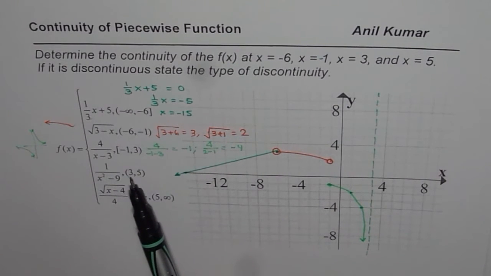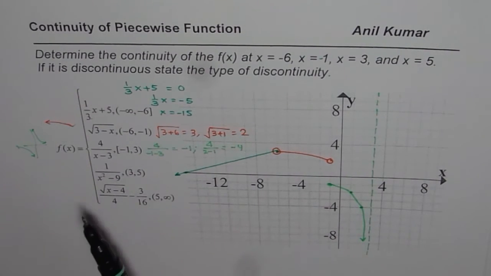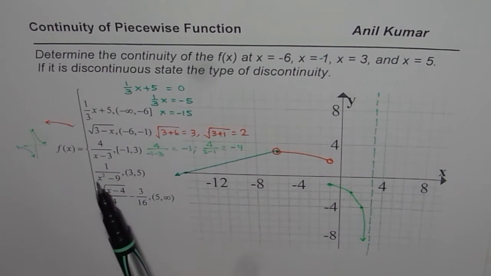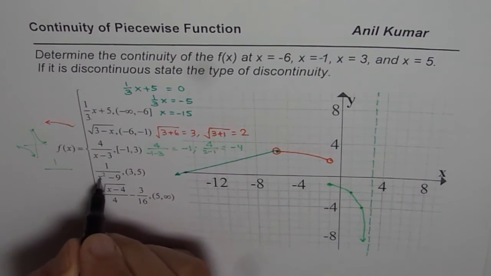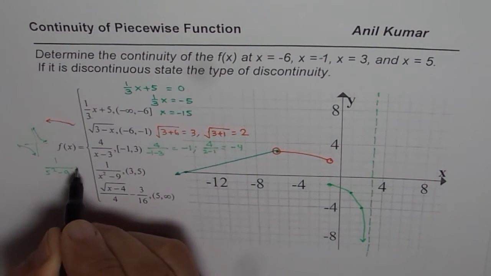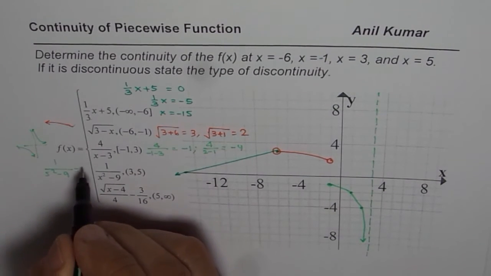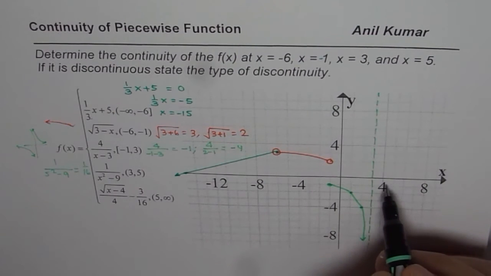Now let's move on from 3 to 5. This is 1 over x squared minus 9. Here also we have a vertical asymptote at 3. 3 squared is 9, and 9 minus 9 is 0. What happens at 5? 5 squared is 25, so we get 1 over 5 squared minus 9. 25 minus 9 is 16. So we get 1 over 16, right? Which is extremely small.